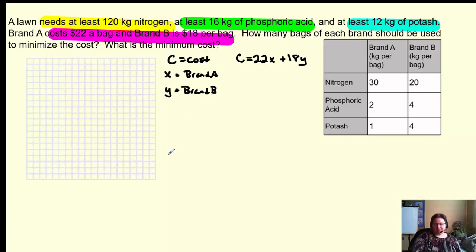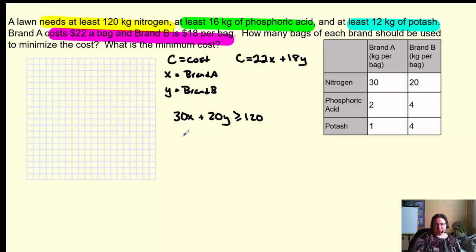Then I have to come up with some equations. For my equations, I'm going to have 3 of them this time. I'm going to have nitrogen, phosphoric acid, and potash. And I'm going to get the information I need out of this table. So for nitrogen, there's 30 in brand A, which is X. There's 20 in brand B, which is Y. And according to this, it needs at least, so that means it needs to be greater than or equal to 120 kilograms of nitrogen.